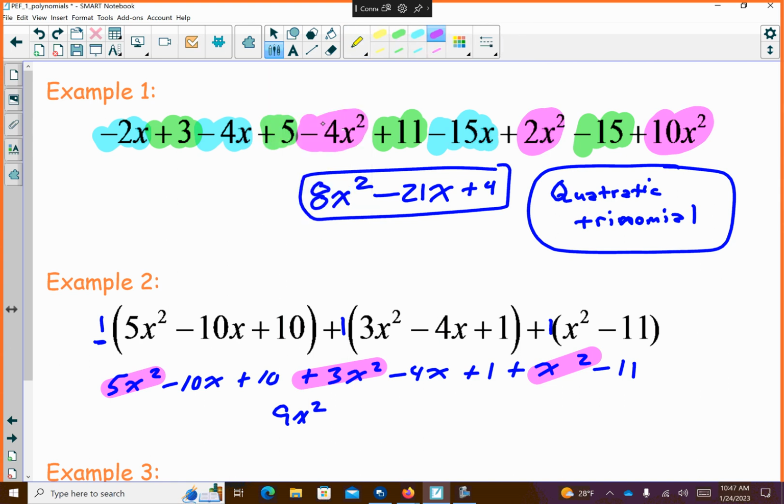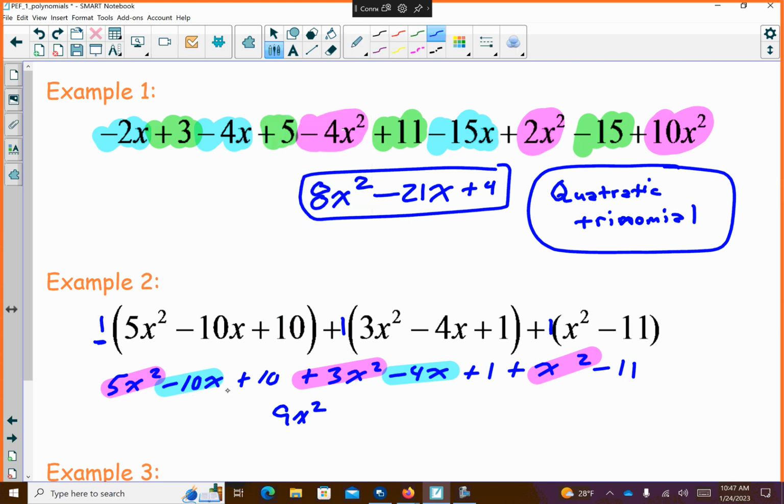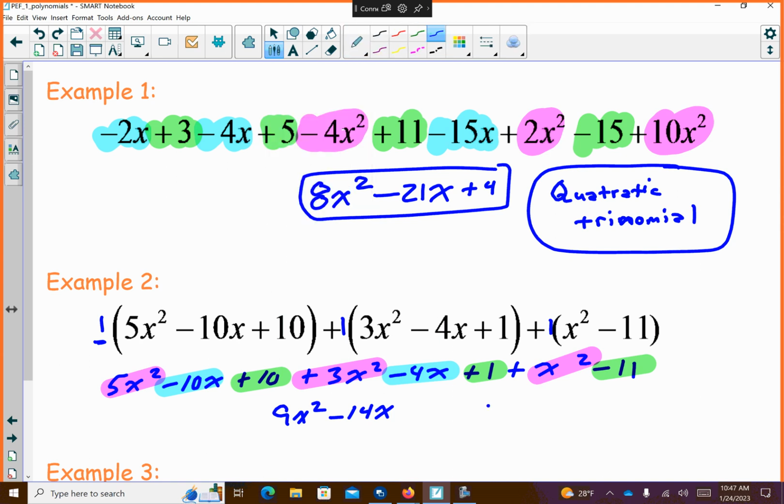All right. And then we're going to go blue. What's another one of those like terms? Negative 10x and negative 4x. There's no others, right? Some cost $10, some cost $4, so I owe 14. Good. But the other numbers are going to add up to 0. 10 added to 1 is 11. 11 minus 11. That's my answer. 9x squared minus 14x is my answer, which is a quadratic.